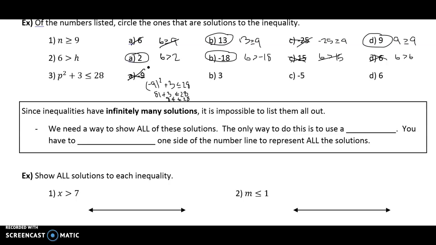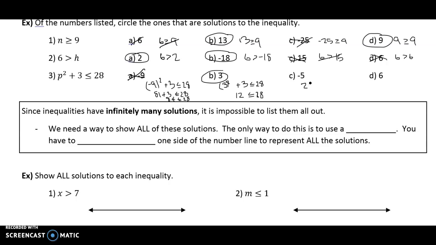Do it again. 3 squared in parentheses plus 3 is less than or equal to 28. So that'd be 9 plus 3, which is 12. Is 12 less than or equal to 28? It is. I'll just start making it faster.